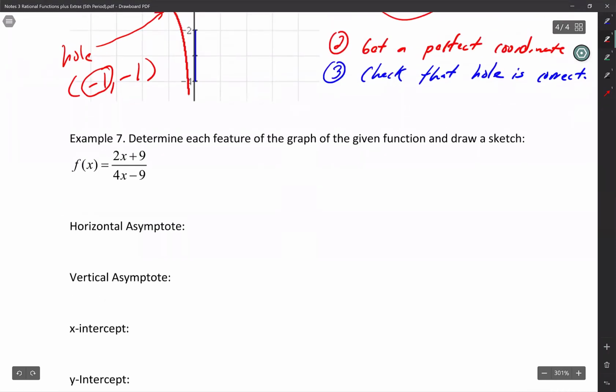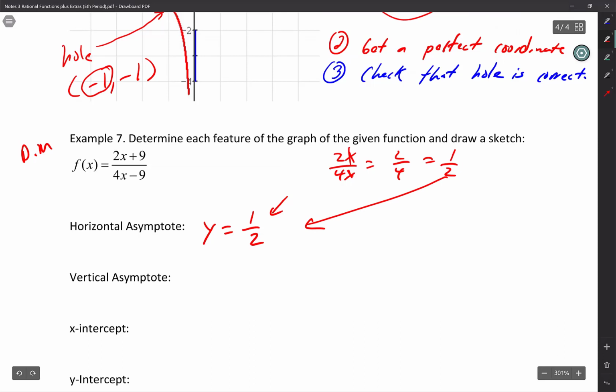So first, horizontal asymptote. This is obviously coming from Delta Math because it looks a lot easier. So 2x plus 9 over 4x minus 9. I see 2x over 4x, so I definitely have a horizontal asymptote. The horizontal asymptote is going to be a half. Where did I get the half? The half came from 2x over 4x. The x is canceled out, 2 over 4 reduces to a half. And that's where that half came from.